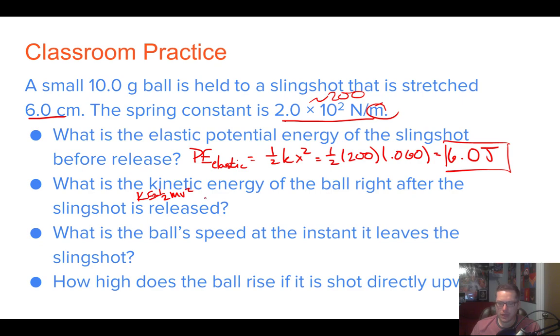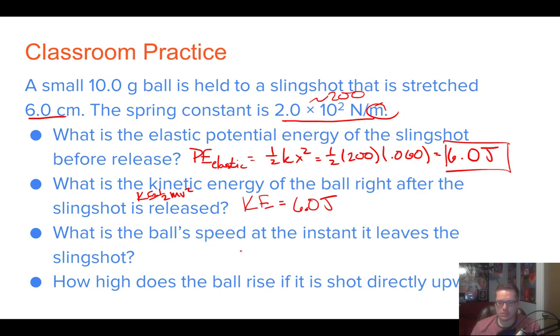And we know that the mechanical energy is conserved, so that means the potential energy here got converted to kinetic energy. So the kinetic energy would have to be equal to 6.0 joules because it got conserved, right? All of the potential energy of the slingshot got turned into kinetic energy of the ball at that instant. You let go of the slingshot, and before air resistance or anything starts acting on it, all the potential energy gets converted into kinetic energy. So it's got to be 6.0 joules as well.